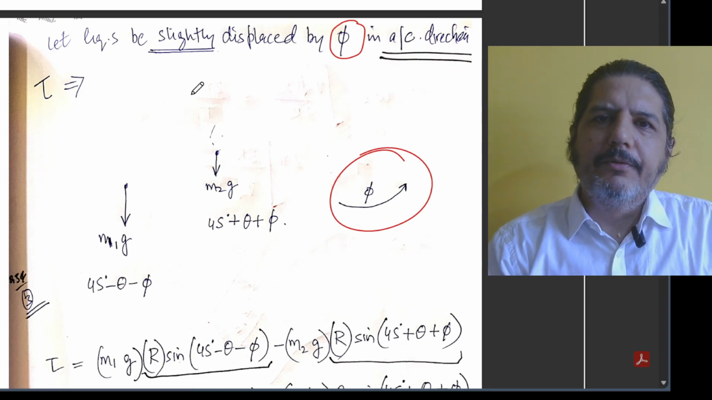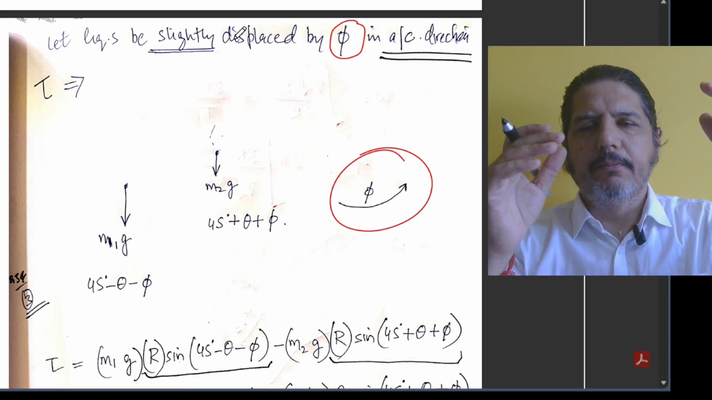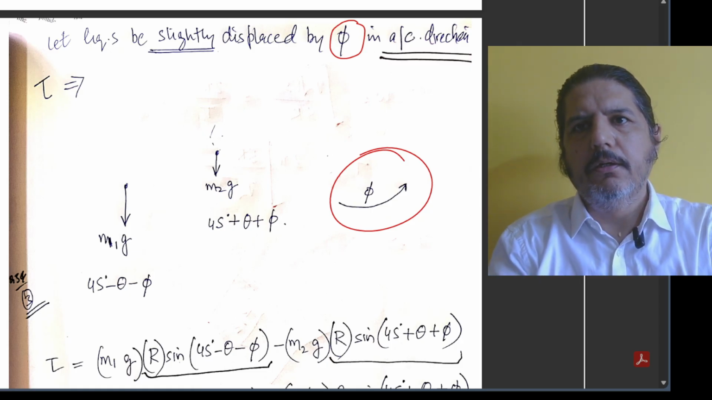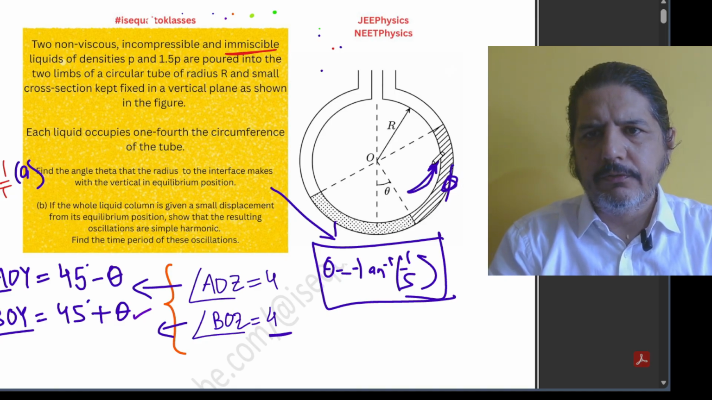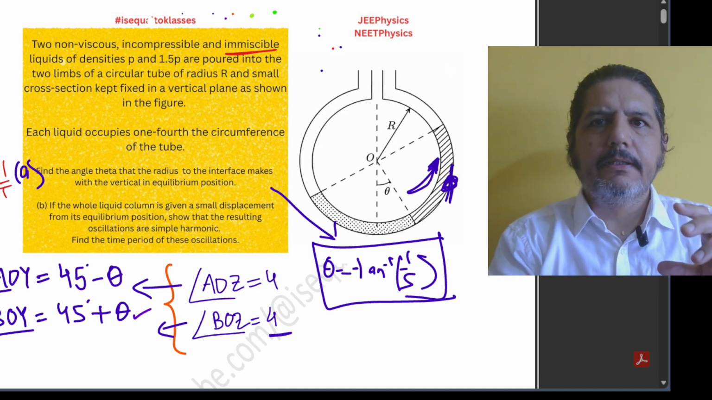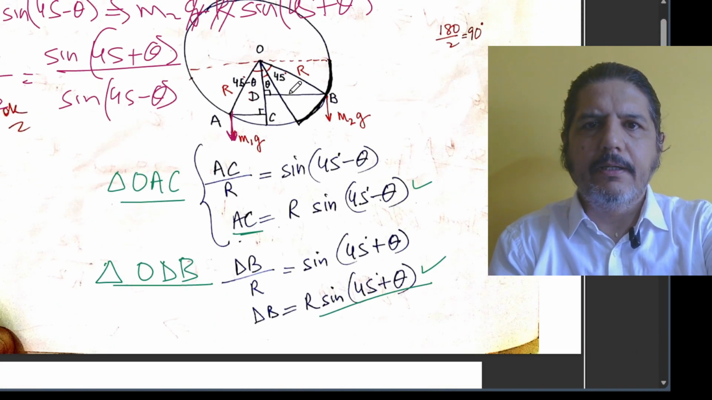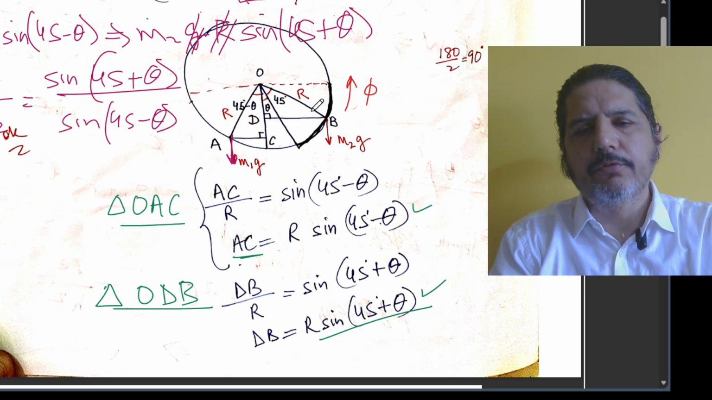So in the second part, what happens is that we slightly displace the liquids by phi in the anti-clockwise direction. Basically, we push the liquids in the anti-clockwise direction by phi. Now consequently, the angles will also change. So basically, in this diagram, once I have moved the liquids in the anti-clockwise direction by phi, these angles, this theta plus 45 and 45 minus theta will also change.